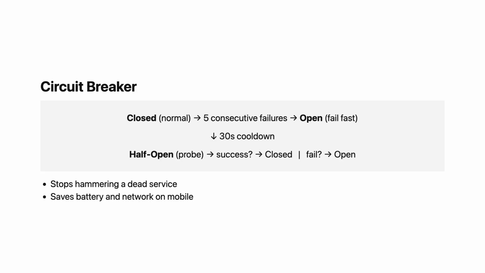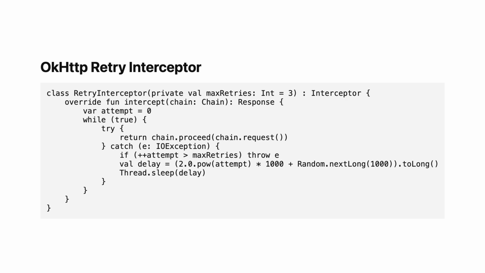You initialize a retry count at 0 and a max retries at 3. In a loop, you try chain.proceed. If it throws an IOException and you have retries left, you calculate the delay, 2 to the power of retry count times 1000 plus a random jitter, and you delay for that duration, then increment and try again. If you exhaust retries, you throw the last exception. This interceptor applies to every request going through that OkHttp client, giving you automatic retry behavior for all network calls.